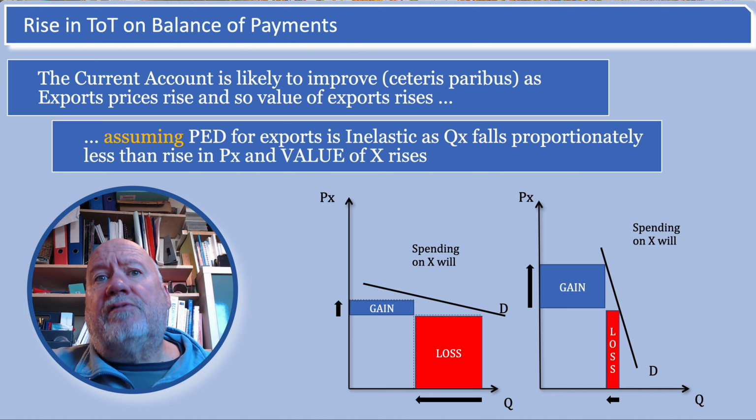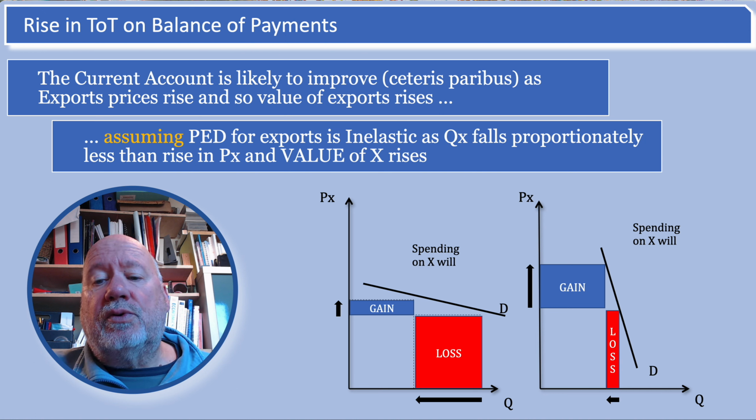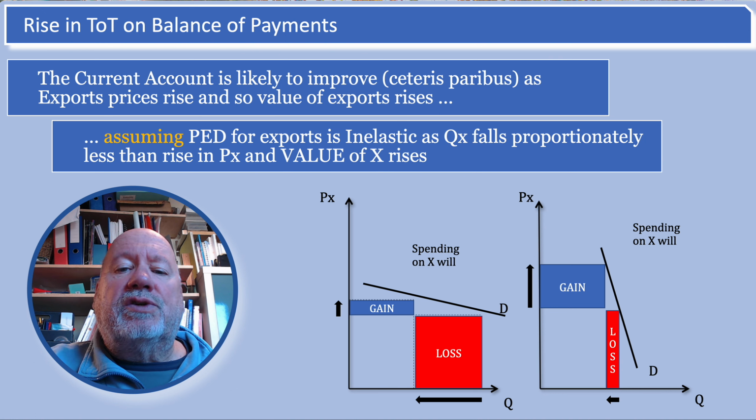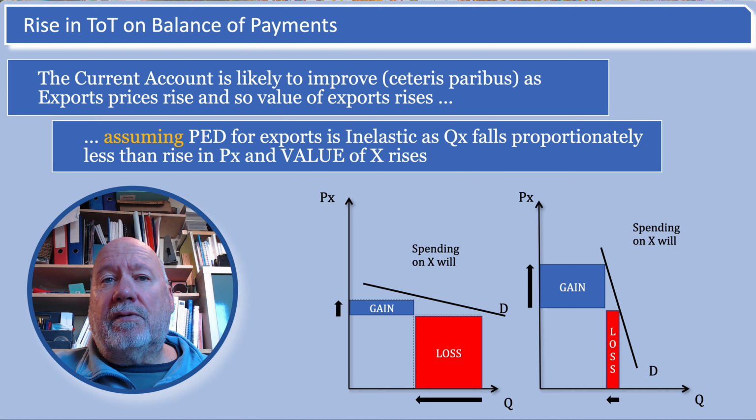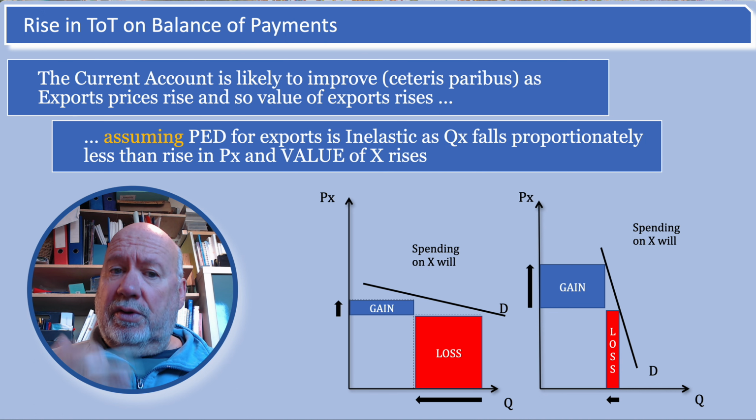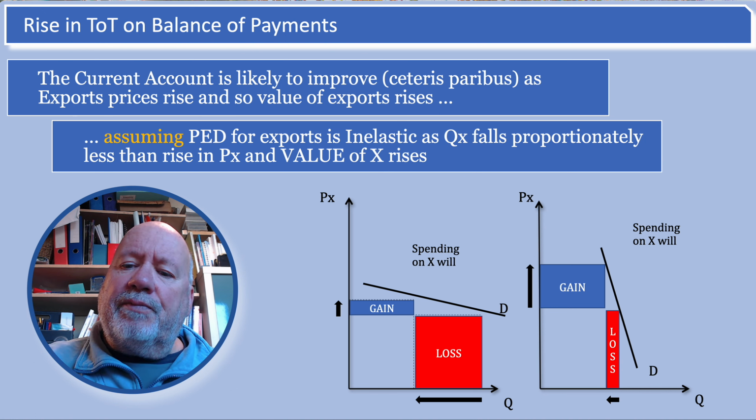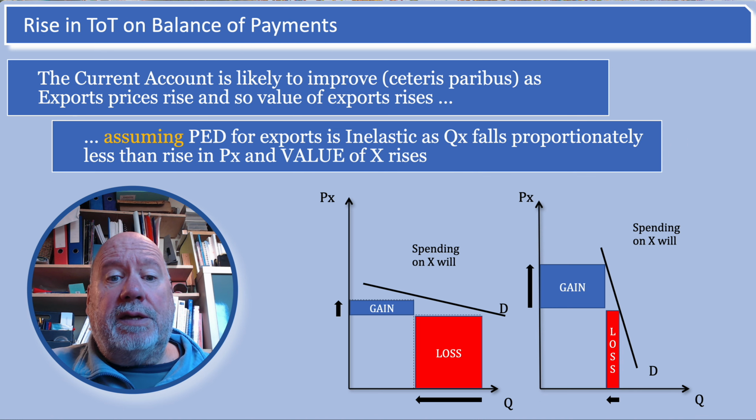Which means that the revenue that is being spent on your exports is going to rise, which will therefore improve your balance of payments. So this is only a positive because we're doing analysis saying it is a positive thing. It's only positive if you have inelastic PED.